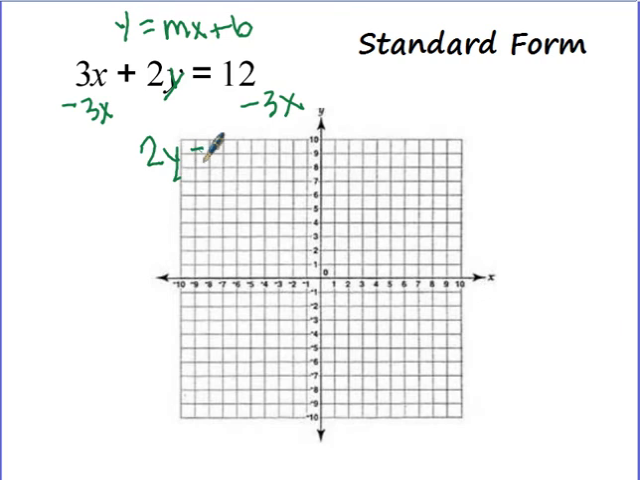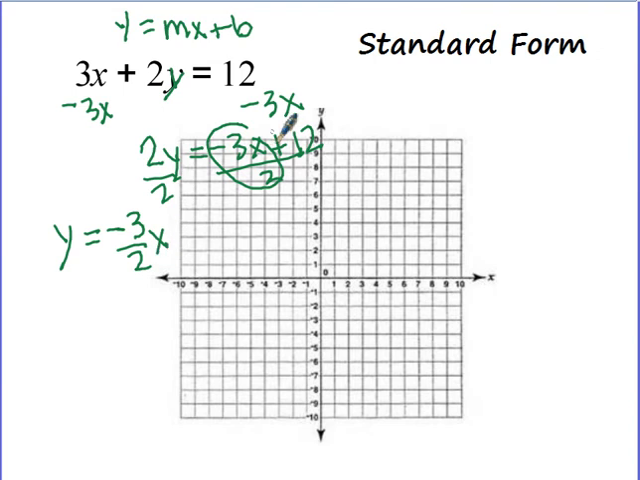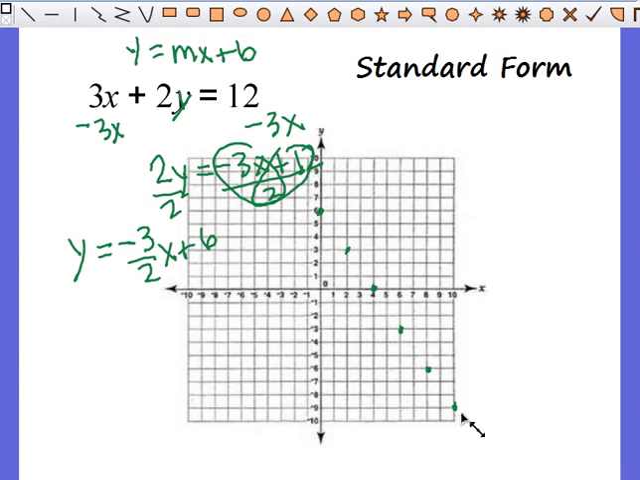That's going to leave me with a positive 2y. I'm going to change these terms around so that my x term can be first and my constant can be last. Then I'm going to have to divide everything by 2. That's going to give me y equals negative 3x divided by 2, which leaves me with a negative 3/2 x, and 12 divided by 2 leaves me with a positive 6. That's telling me to cross the y-axis at 6, go down 3 right 2, down 3 right 2, down 3 right 2, and on until I can graph my line.